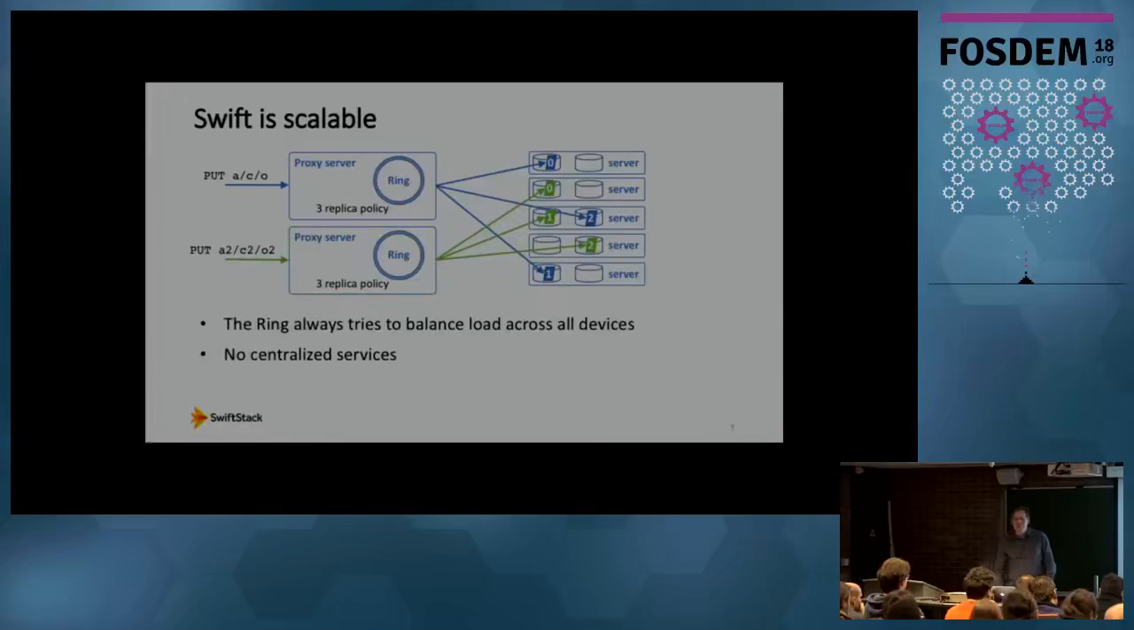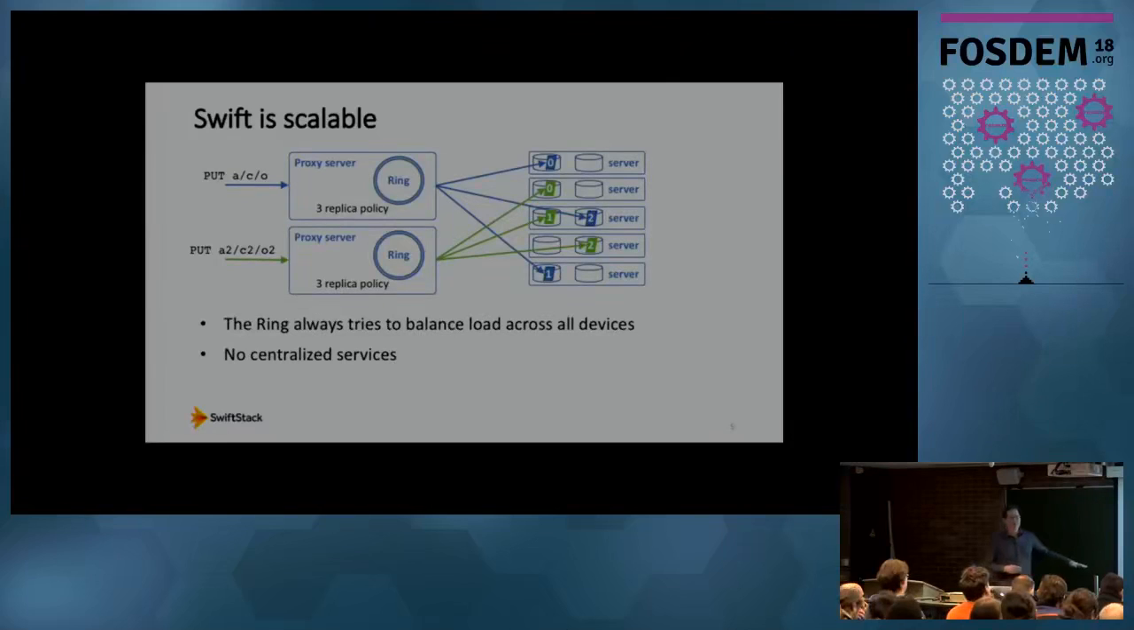Swift is also very scalable. There's 2 factors that contribute to this. Again, the ring has a role to play. So as well as dispersing replicas of our objects, the ring is always trying to balance the load of objects across the storage pool. So here we have 2 different objects being written to 2 different names, and the ring has chosen a different set of devices to store those objects. I said it's a consistent hashing algorithm. So the hashing naturally causes objects to be dispersed somewhat randomly and uniformly across the storage pool. So this helps with scalability.